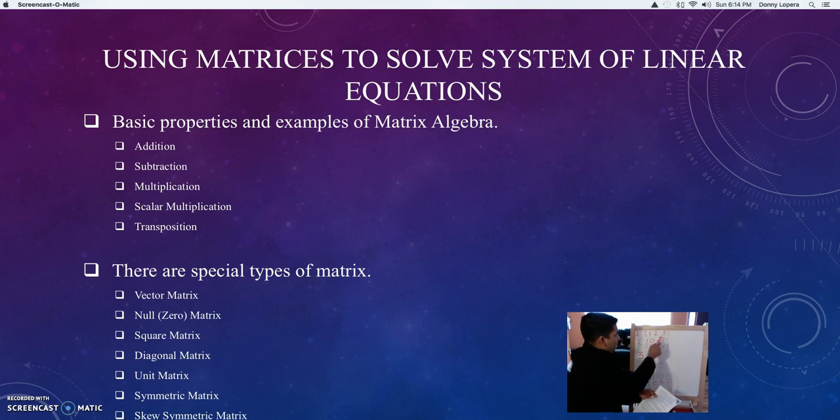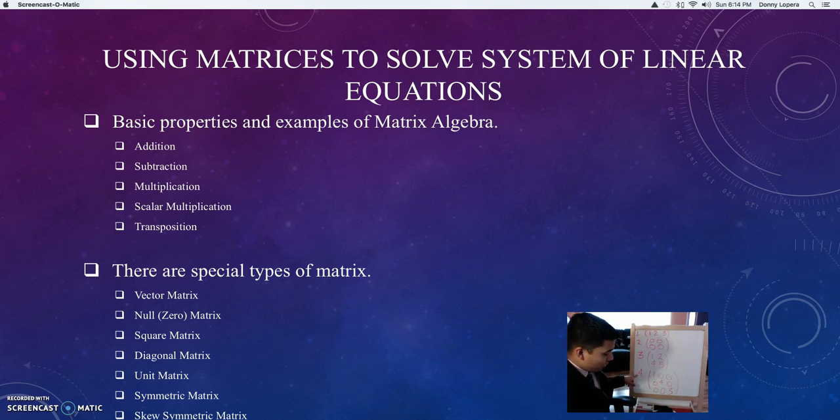For example, this is a vector matrix, just a single row. Also, we have the null matrix. This is a matrix where every single element is 0. Also, we have the square matrix. It's a matrix where the number of rows and columns are equal.